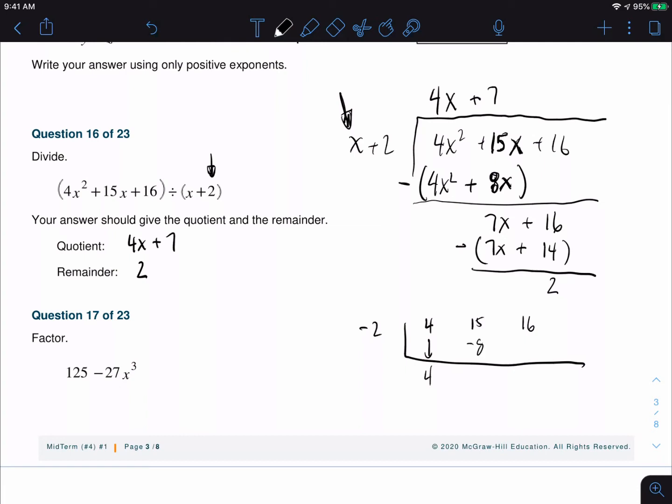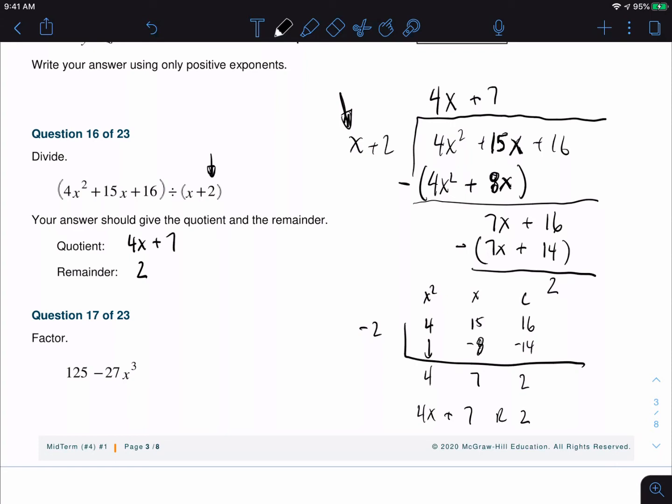-8. Cool. And then what's 15 minus 8? 7. Cool. What's -2 times 7? -14. And what's 16 minus 14? 2. Okay, this was the x squared term, the x term, and then a constant, right? So this becomes now one power less. So that becomes 4x plus 7 with a remainder of 2. See how that's the same answer?